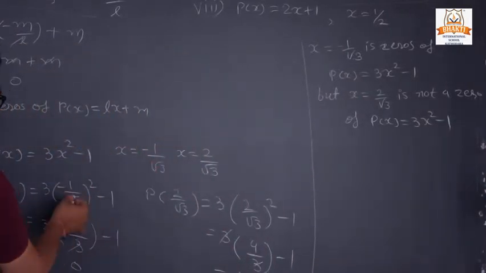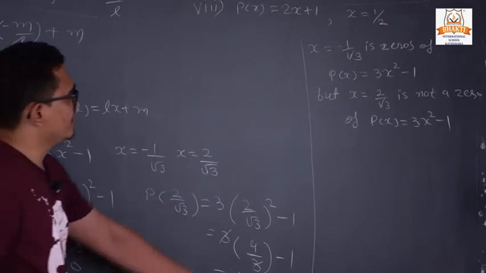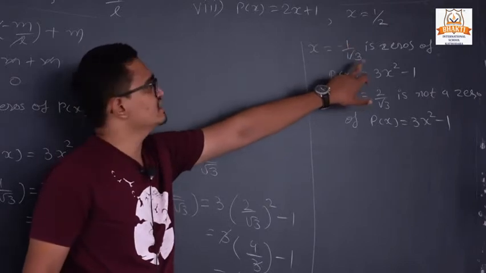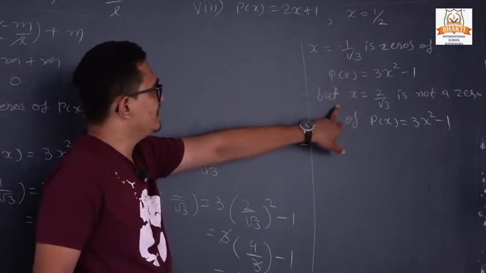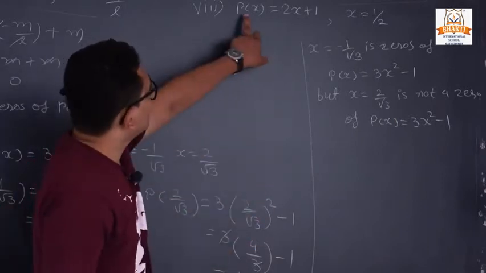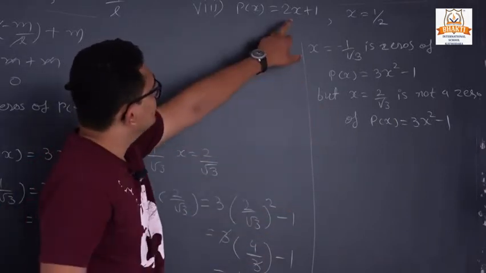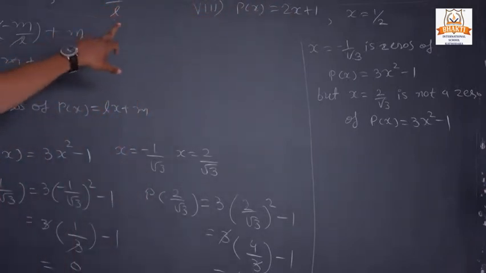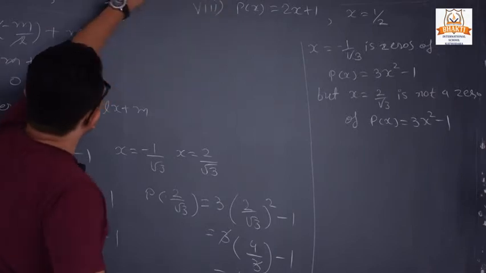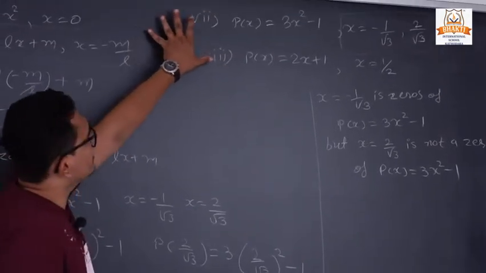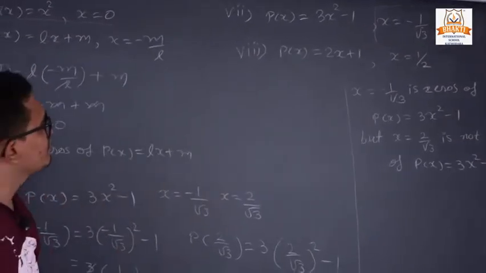We have two cases, 1 and 2, and finally we can write like that: x is equal to minus 1 upon root 3 is a zero of that polynomial, but 2 upon root 3 is not a zero of that polynomial. Now the last one is similar to all our questions. See that. So try these both at your home and find the answer, and if you have any query then you can ask on our group.